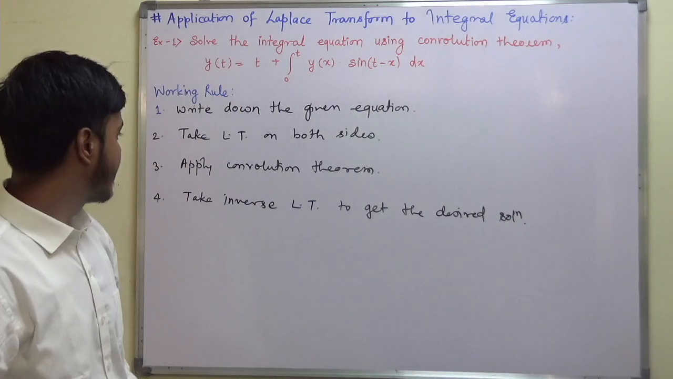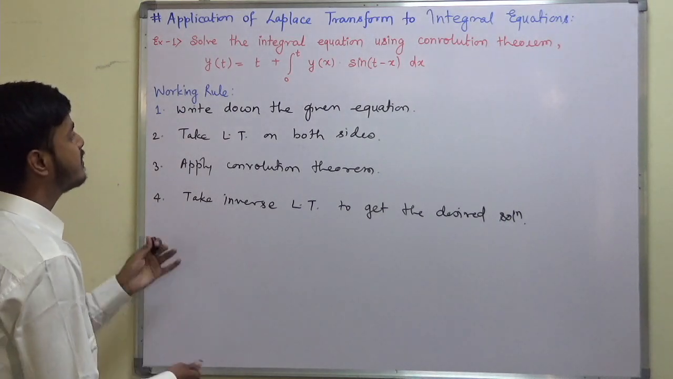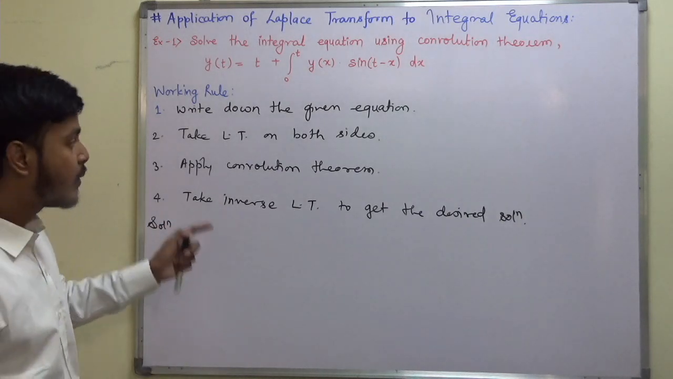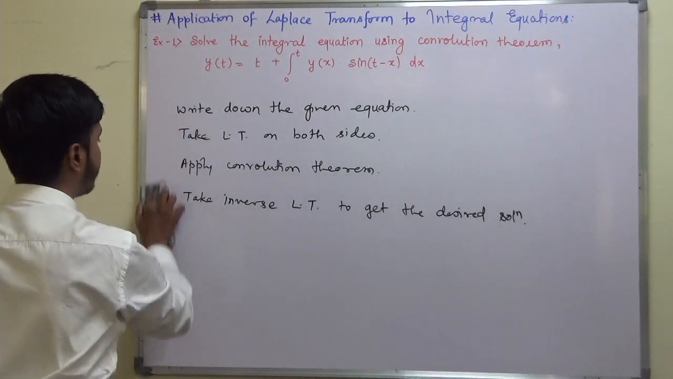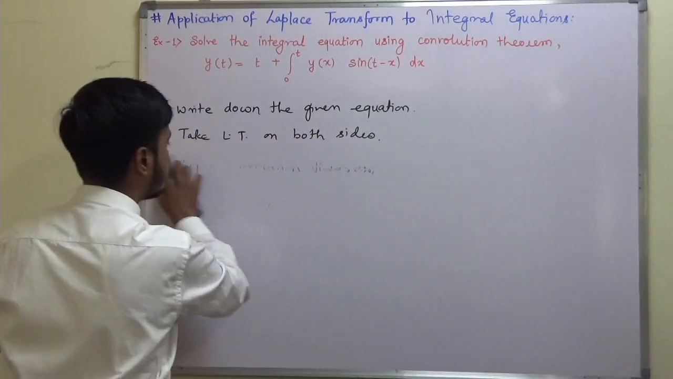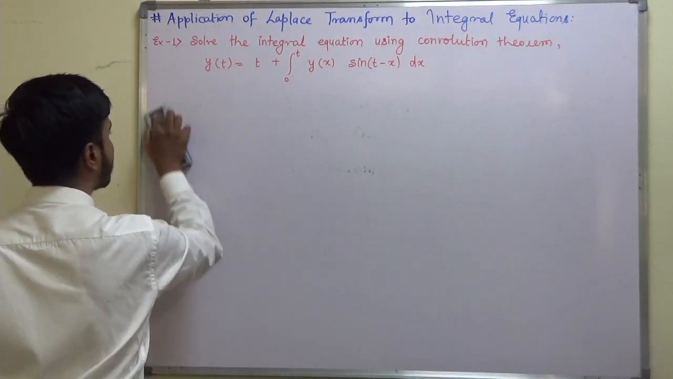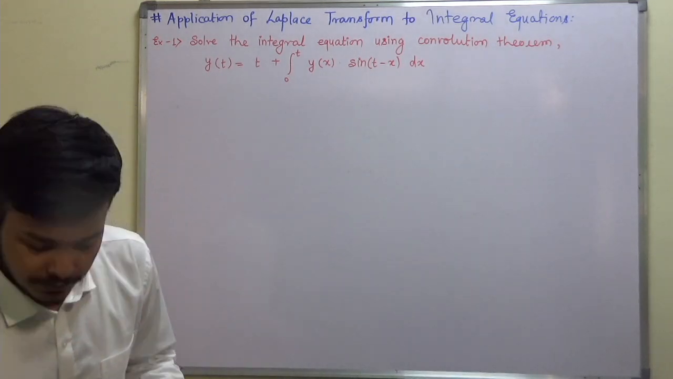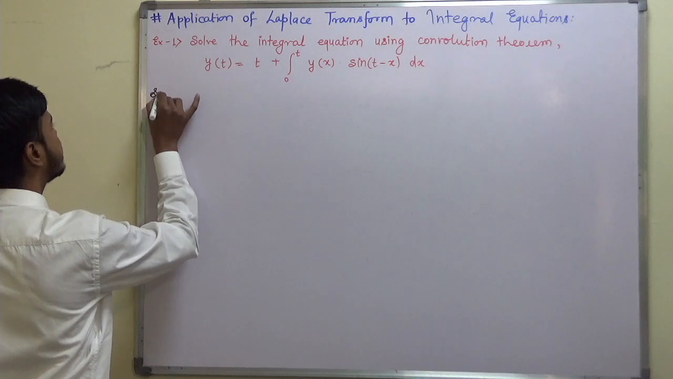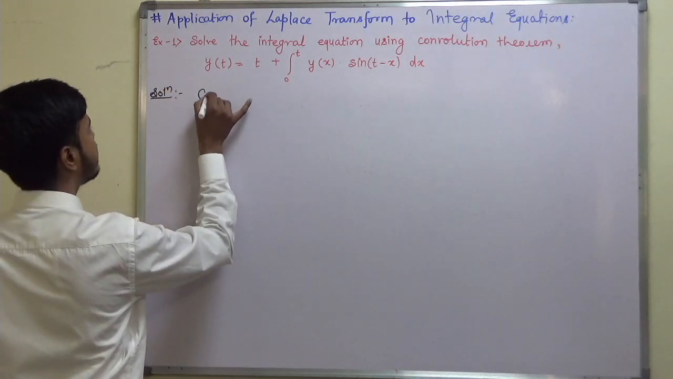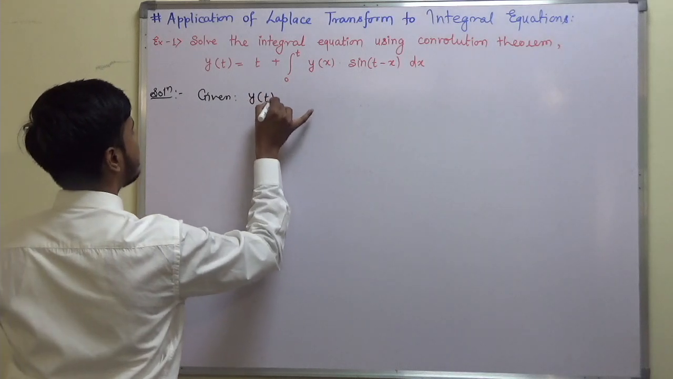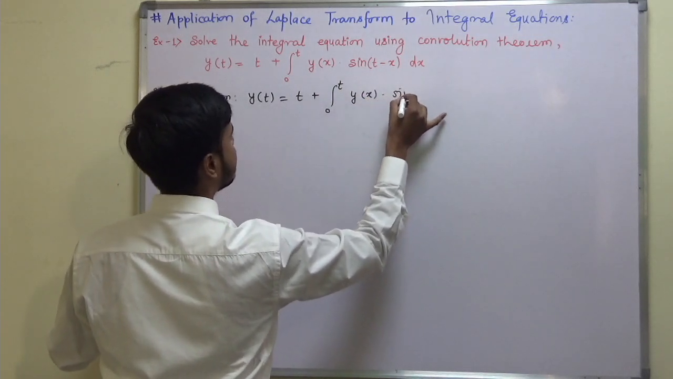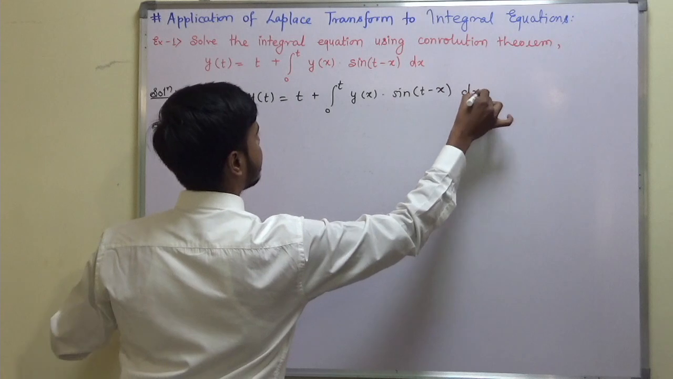Okay, so I think I should start from here only. Solution. So see here now. What is the first step? The very first step is to write down the given equation. So I can write the given y of t is equal to t plus integration 0 to t y of x into sine t minus x dx.